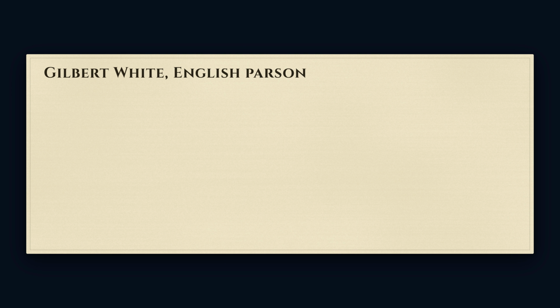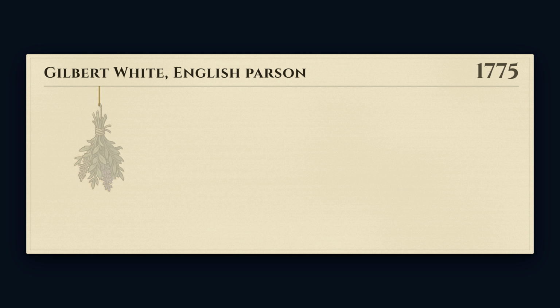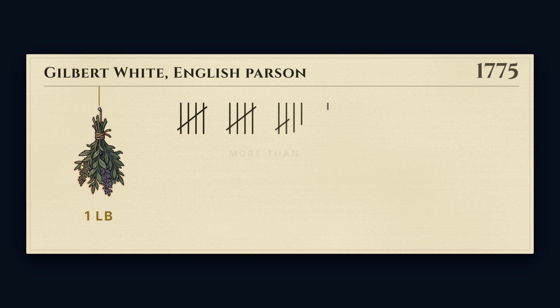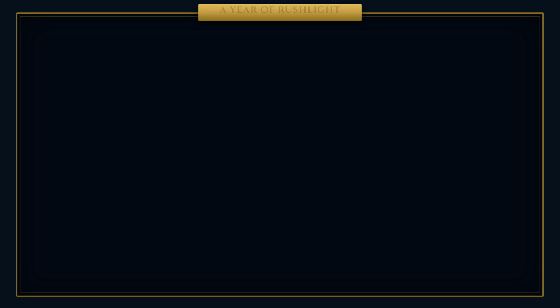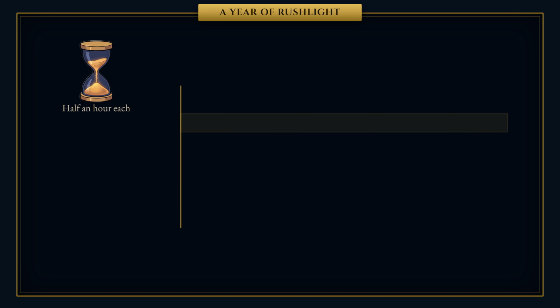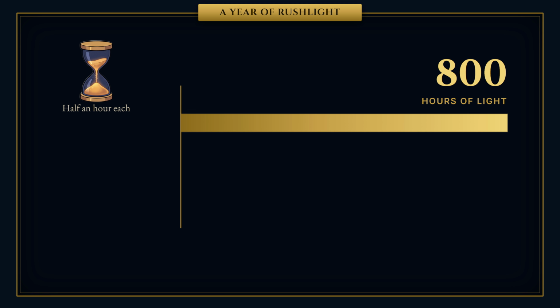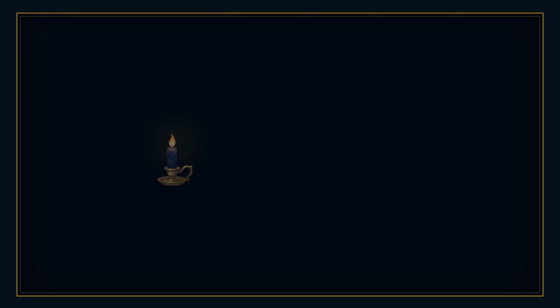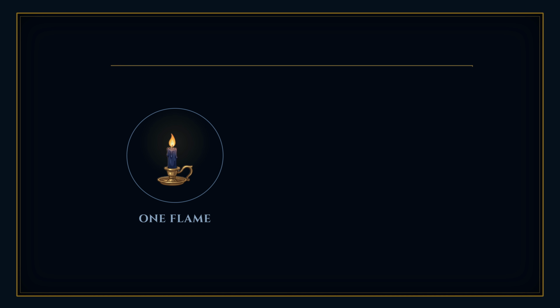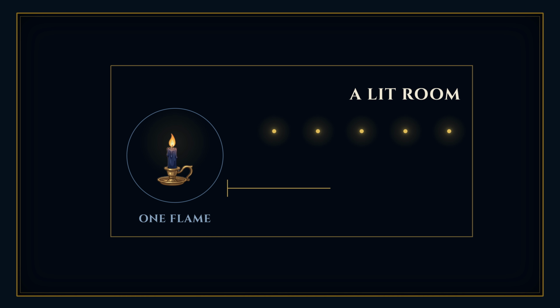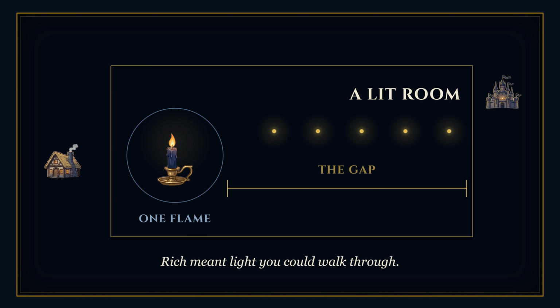Gilbert White, an English country parson who wrote all of this down in 1775, weighed out a pound of dry rushes and counted more than 1,600 of them. Allowing half an hour to each, he made that 800 hours of light, and he found a careful family got through 1.5 pounds of rushes in a year. So the poor had light. What they did not have was a lit room. And the whole difference between rich and poor at night sits in that one gap.